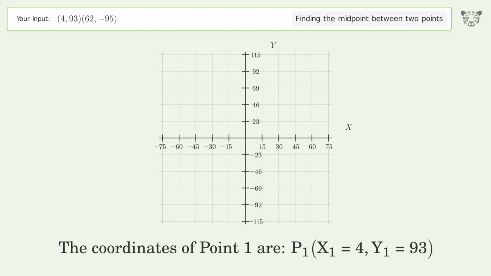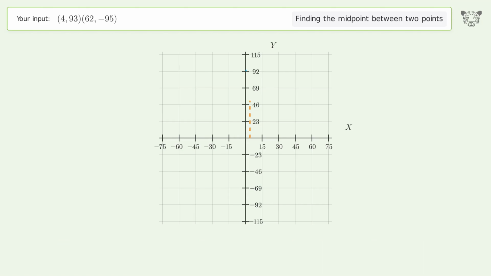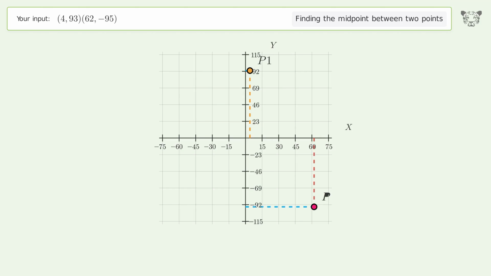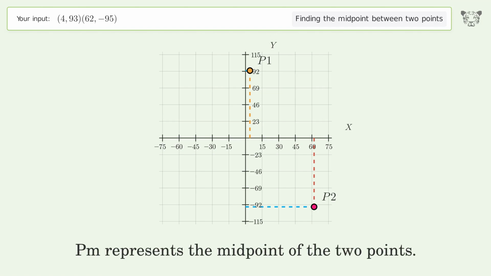The coordinates of point 1 are x1 equals 4, y1 equals 93. The coordinates of point 2 are x2 equals 62, y2 equals -95. PM represents the midpoint of the 2 points.